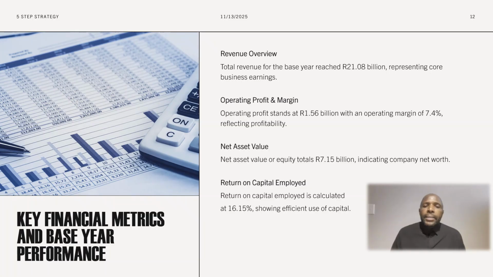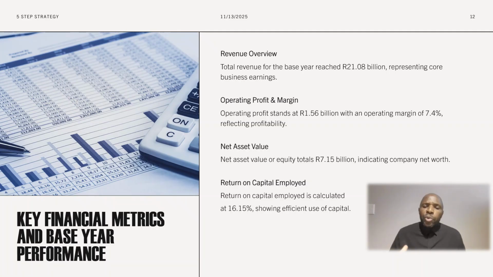And then if you look at the revenue, the base year is 21 billion, it's fine. And then operating profit and the margin of 7.4%, we'll be looking at that as a base, of course. And then we will just do a target as to what should we target for the owners to know that they've achieved, their money is working well for them. Then the asset, and then the last one, the ROCE, which is the return on capital employed. It's very important for myself. We've chosen that as well in this 5-step strategy.